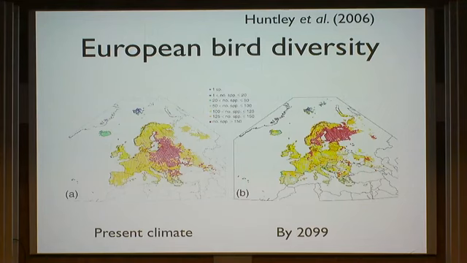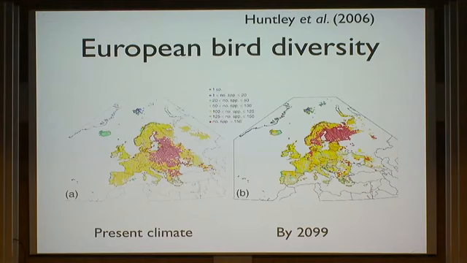And so this is taken from a paper by Brian Huntley from 2006. This shows the distribution of birds in Europe at present. The red areas are, I guess, where the richness is highest. Each of these points corresponds to a grid cell. I'm not quite sure what size they are, but obviously several tens of kilometers or thereabouts. And here there are, say, 150 species in each of those grid cells.